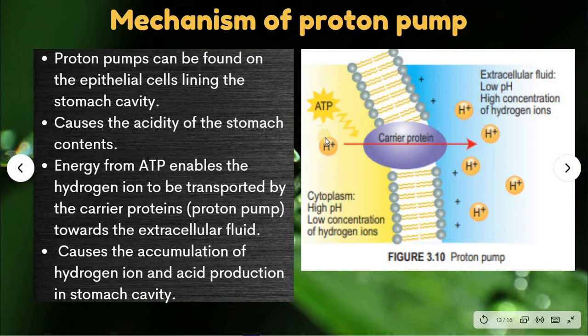Okay, a low concentration of hydrogen ions will cause a high pH. Yeah, high pH because of the low hydrogen ions.